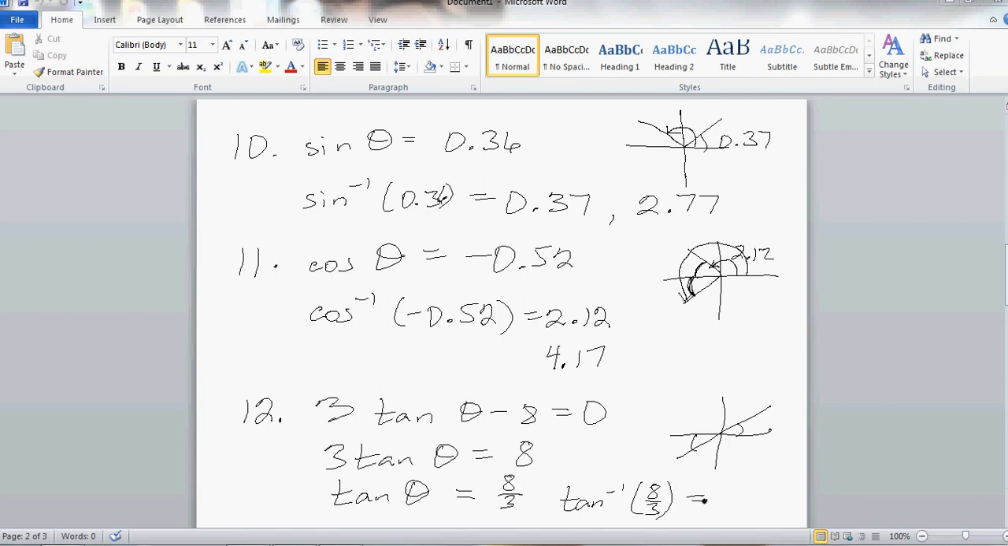it gives us the value of 1.21, which is that value right there, or that angle right there. So to find this whole big angle right here, all we have to do is take pi plus 1.21, which gives us a value of 4.35. And so the two answers here would be 4.35 and 1.21.